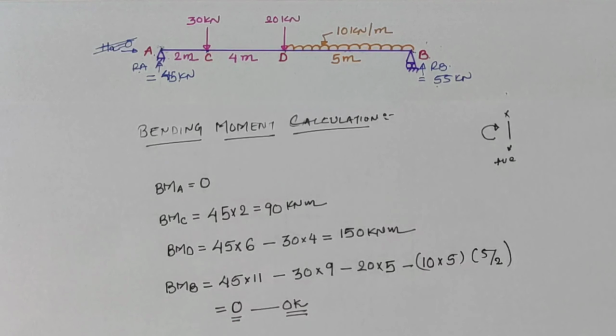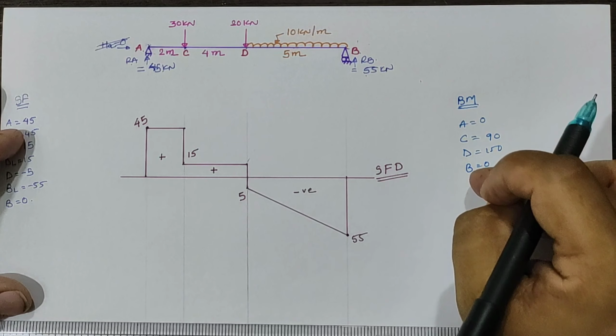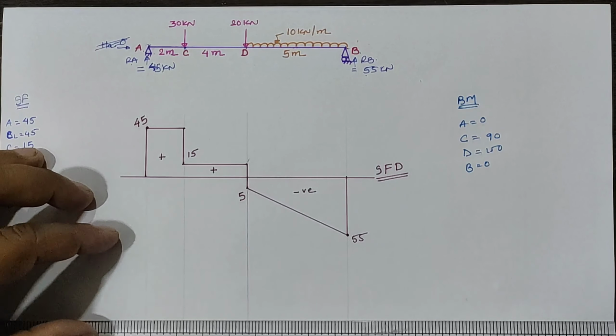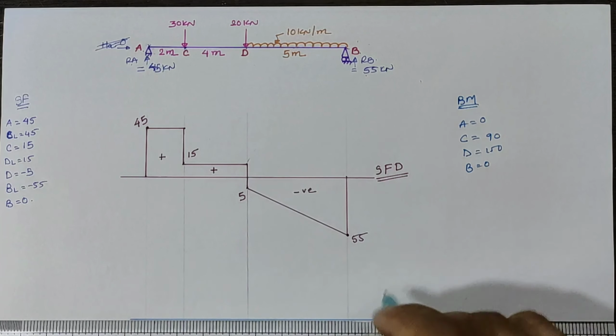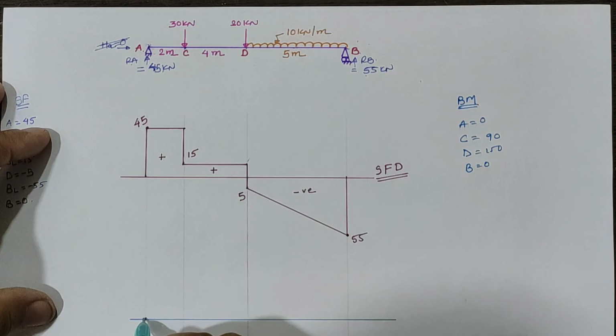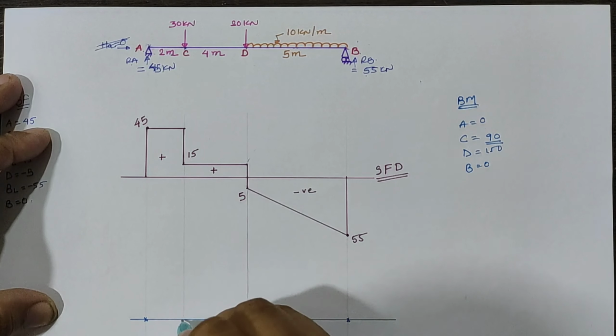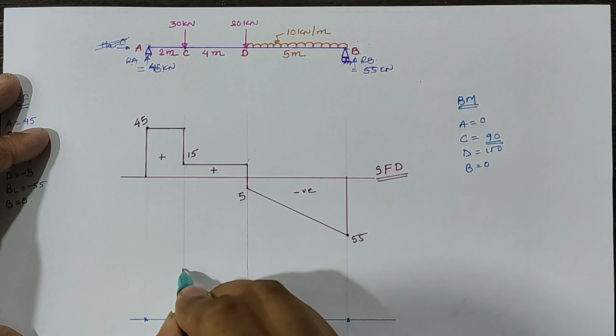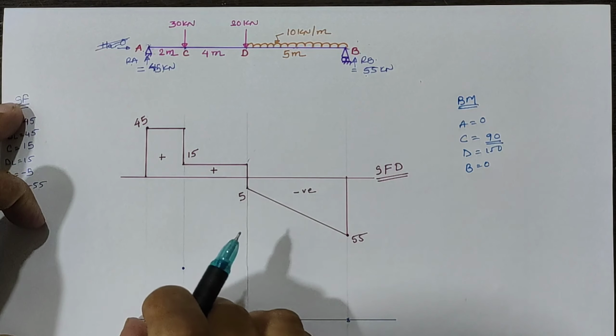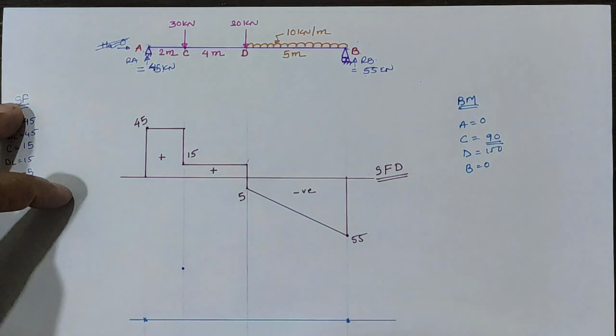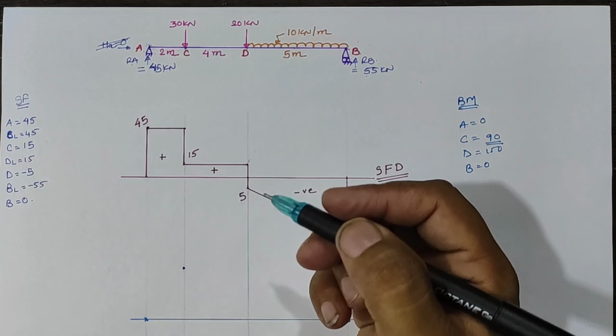Now let us go for the bending moment diagram. For the bending moment, we have the value at A 0, at C 90, at D 150 and at B 0. Hence, if we take the reference line, at point A our value is 0, and at point B our value is 0 for the bending moment. At point C the value is 90. So if we take a not-to-scale value of 90 over here, then according to the rule there isn't any point load between A to C. Hence we have to connect this with an inclined straight line.